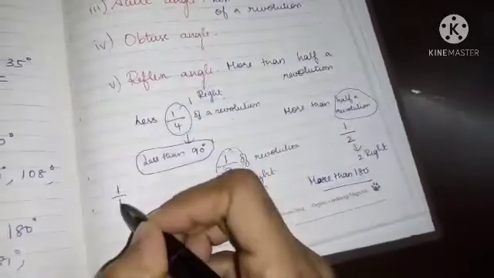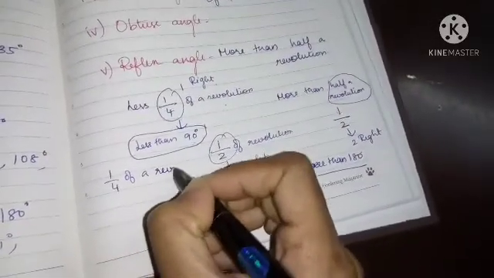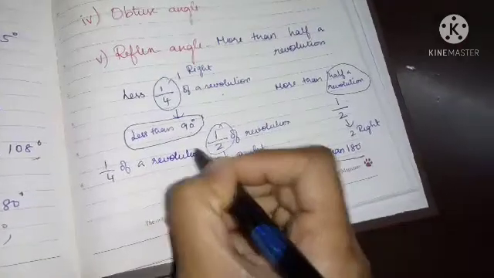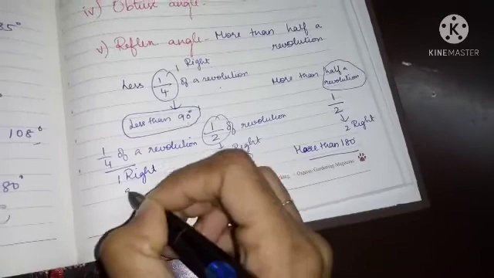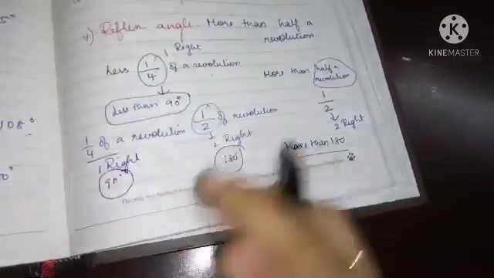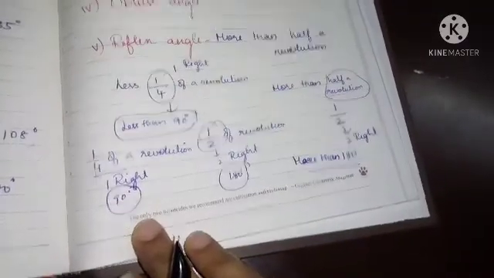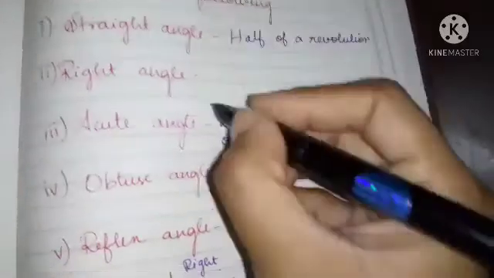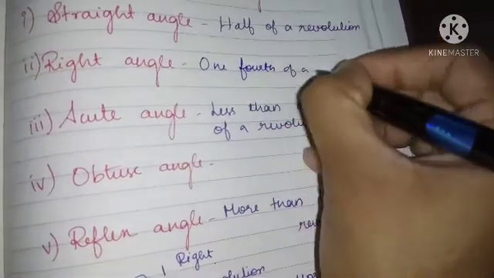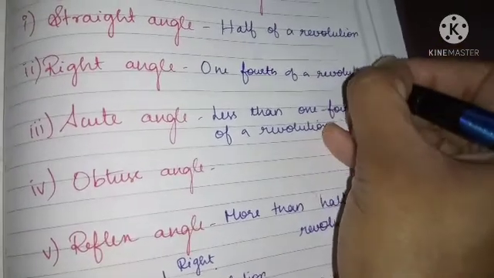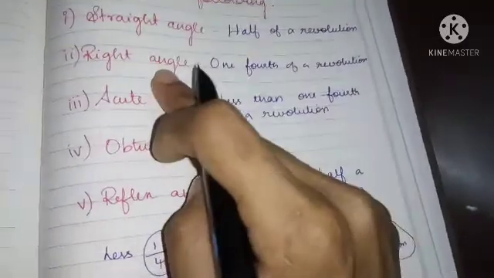1/4 of the revolution. 1/4 of the revolution means what? 1 right angle. 1 right angle is 90 degrees. Which will give you 90 degrees? Right angle. Then you will write 1/4 of a revolution is right angle.